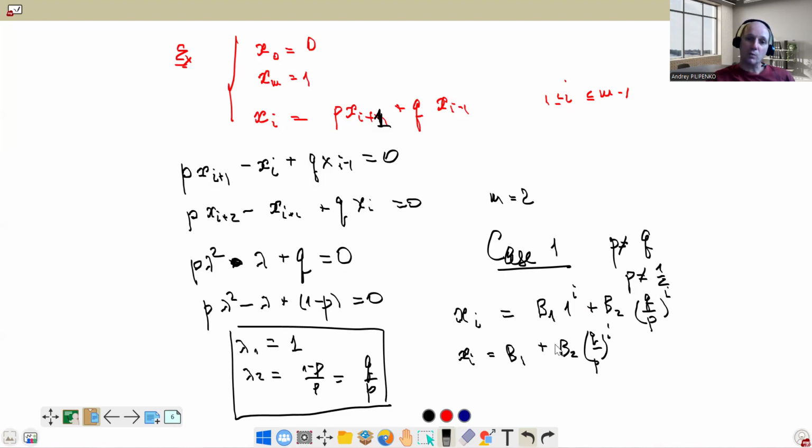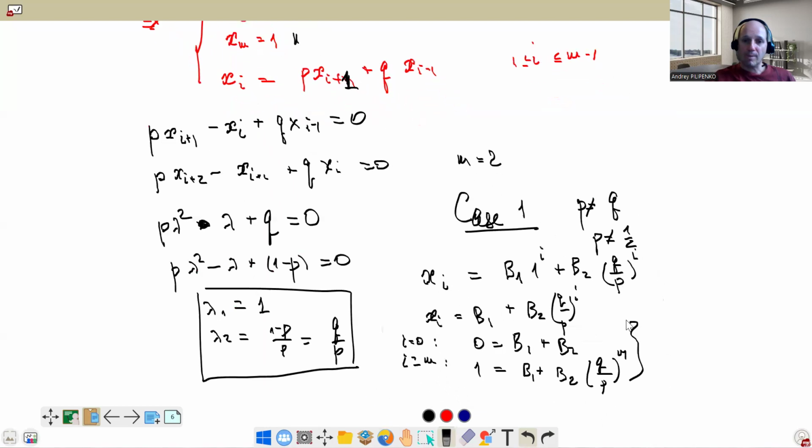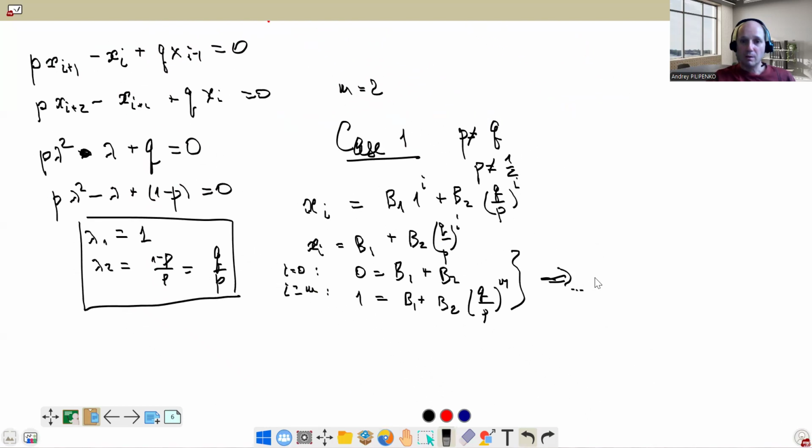We have to find these constants b1 and b2. And we have two additional equations, these boundary conditions. So plug 0 for i: 0 is b1 plus b2. Then consider i equal to m: 1 is b1 plus b2 times q over p to the power m. So two linear equations, two unknown constants, b1 and b2, and finally you solve this system, you find b1, b2, and the final answer is this.